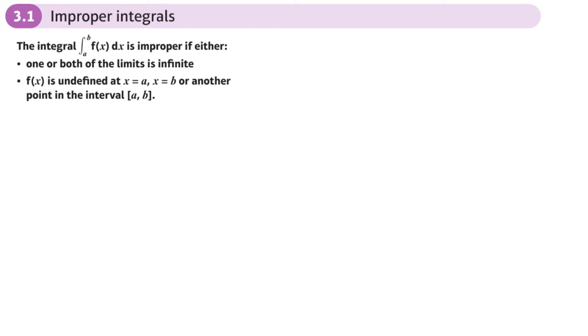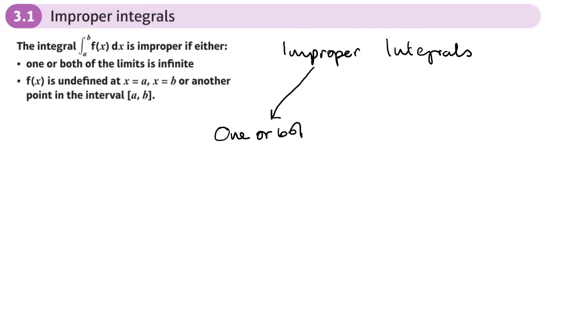So this is the first section in the methods in calculus chapter, and this is dealing with improper integrals. Now, improper integrals come in two types. So improper integrals, right, so what are the two types? Well, one type is where one or both of the limits are infinite. Okay, so we've got this symbol as one of the limits.